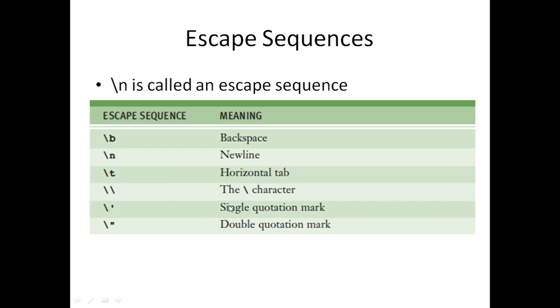Then double slash specifies the slash character. If you want to print that slash character itself, you have to include it like this. Then slash single quote means if you want to print a single quotation character, you have to do this. If you use slash double quote, then a double quotation mark will be printed. So these are all known as escape sequence characters in Python.